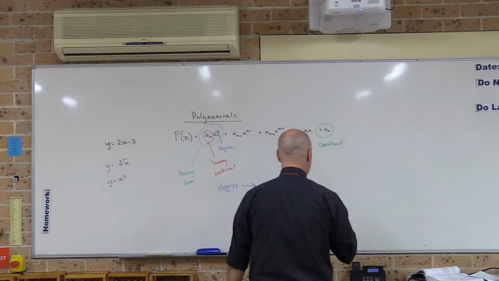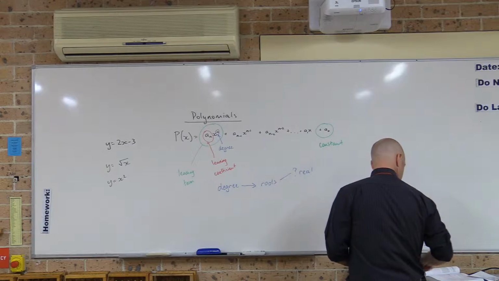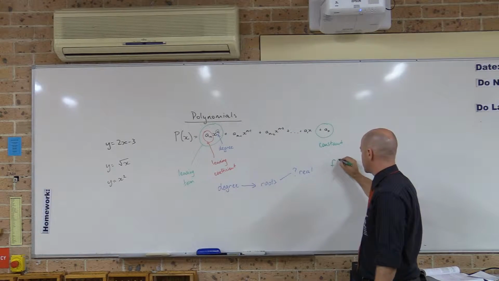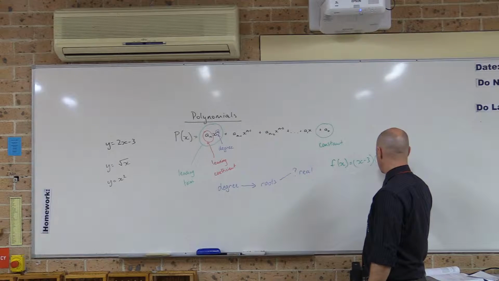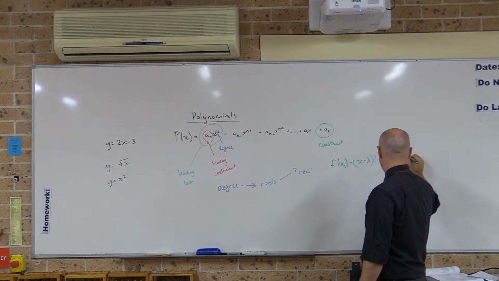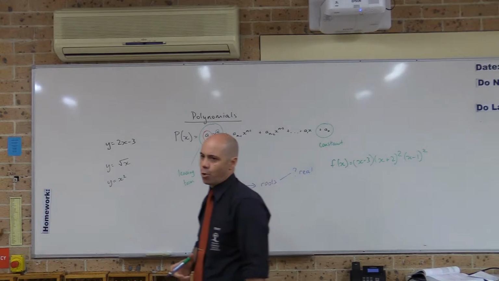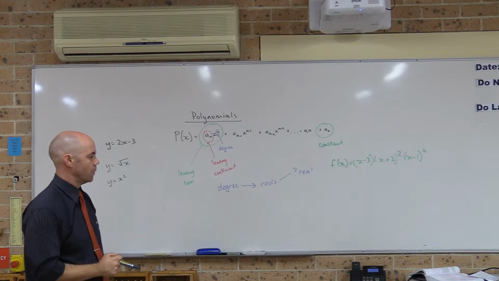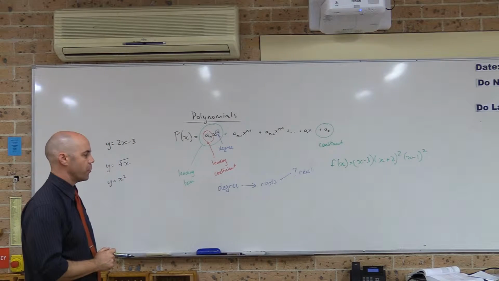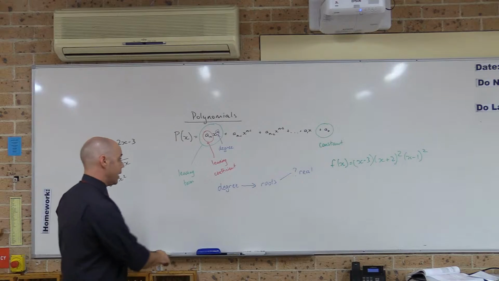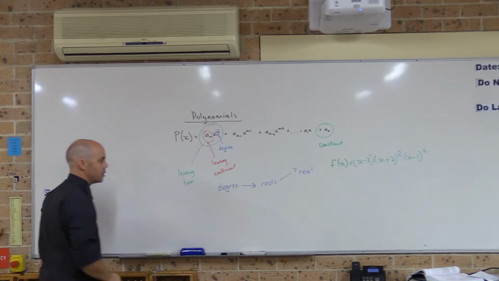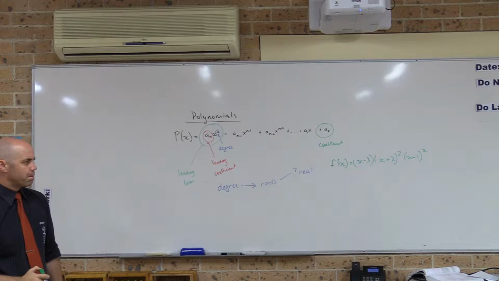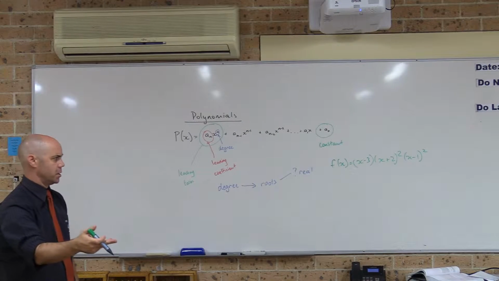So if we had a function that looked like this, we can draw that. Okay, if we had a function that looks like that, we can draw that. Let's do that. I'll pop this over here. Let's draw that. And we're going to use the same skills we've just been practicing.